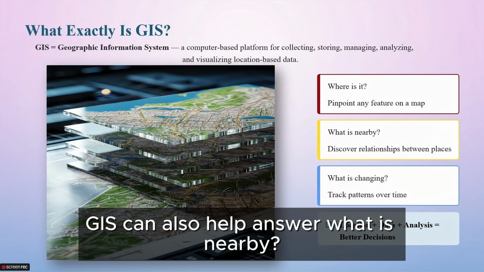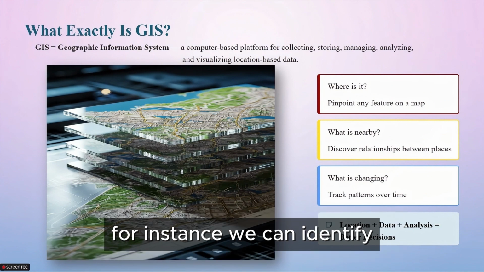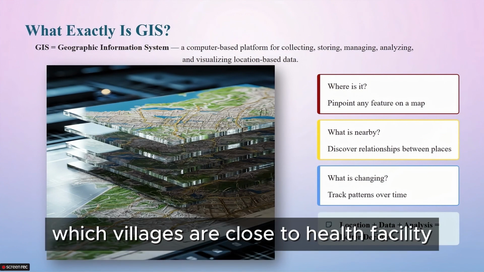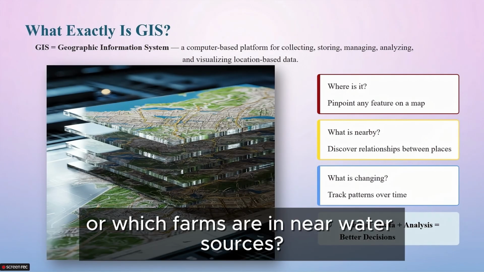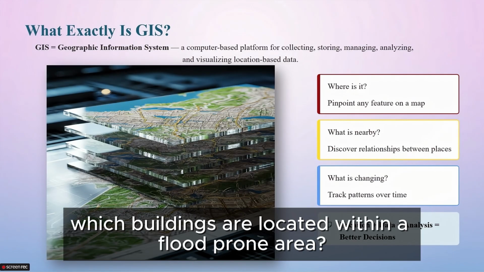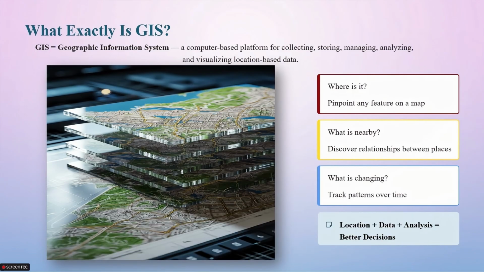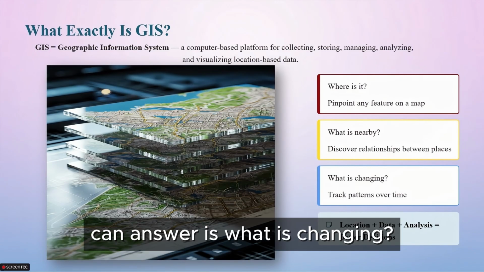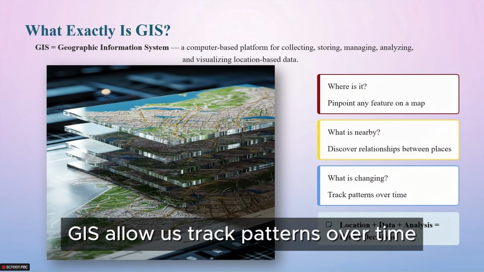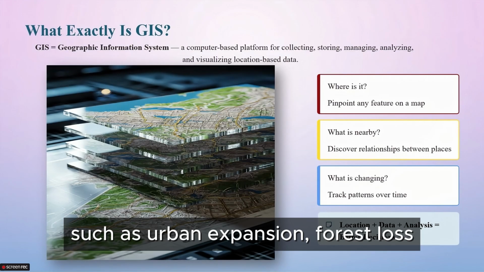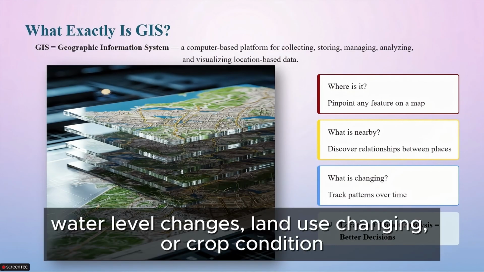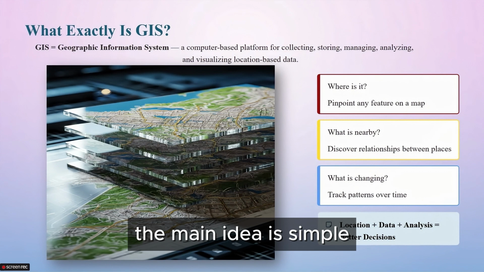GIS can also help answer what is nearby. For instance, we can identify which villages are close to health facilities, or which farms are near water sources, or which buildings are located within a flood-prone area. Another important question GIS can answer is what is changing. GIS allows us to track patterns over time, such as urban expansion, forest loss, water level changes, land use changes, or crop condition.